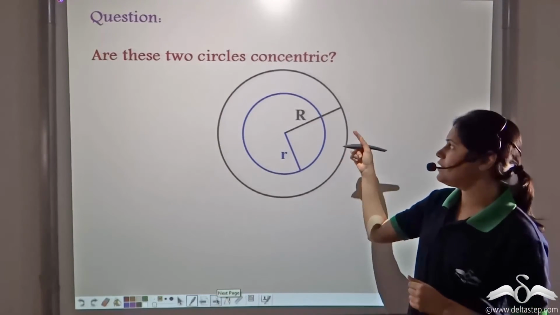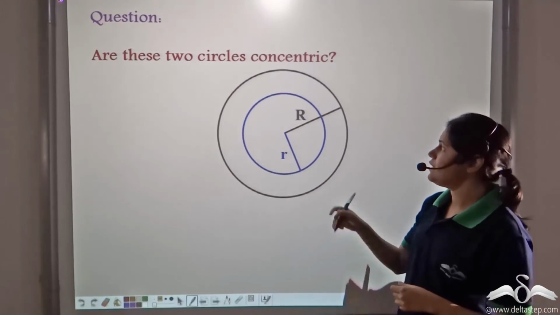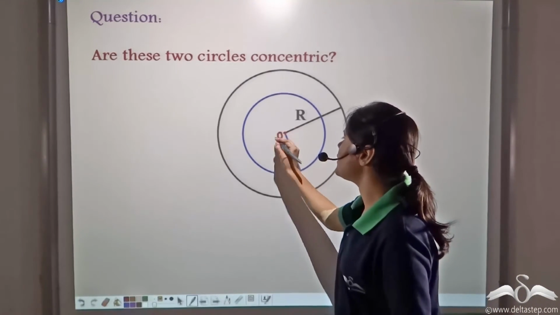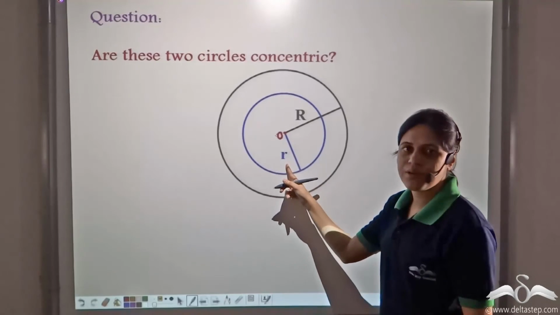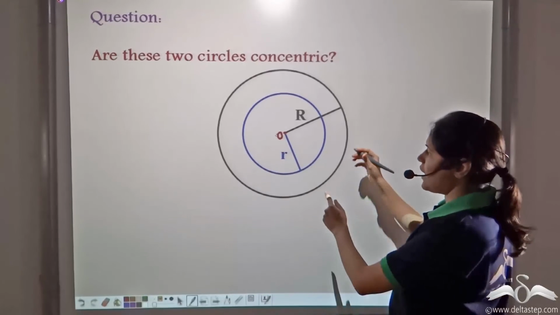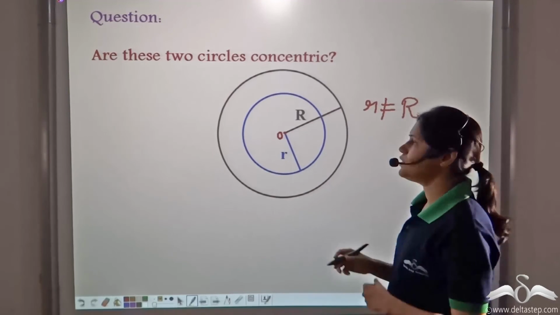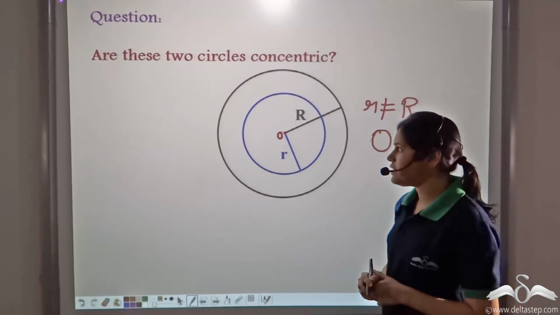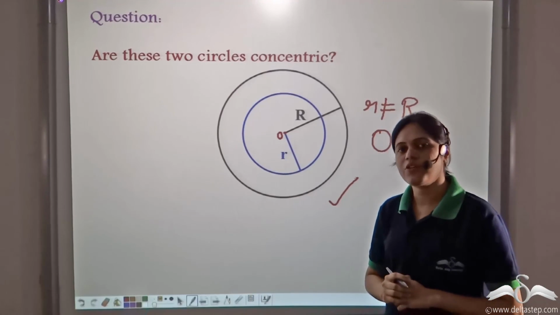So can you say whether these two circles are concentric or not? Well, we see that these two circles have the same center, that this is the center of these two circles. The radius of this circle is small r, whereas the radius of this circle is capital R. As we can clearly see, small r is not equal to capital R. So they have different radii, but the same center O. Hence, these are concentric circles. So yes, these two circles are concentric circles.